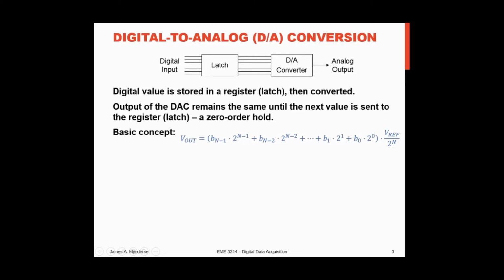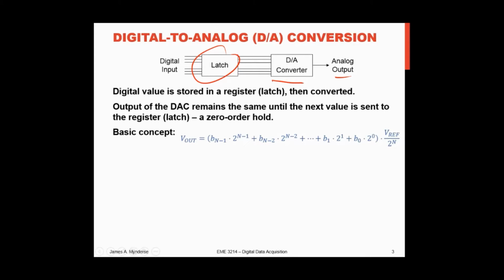How does it work? Well, basically, we have a digital value stored in some register which latches that value or holds it. We write to this register and it stays there. And we send that value to our digital to analog converter, which gives us the analog output.